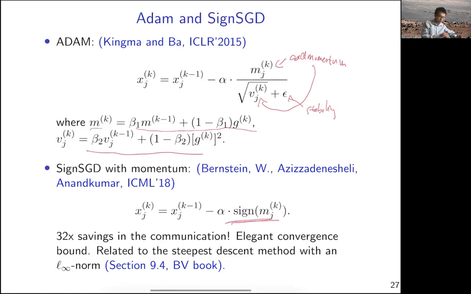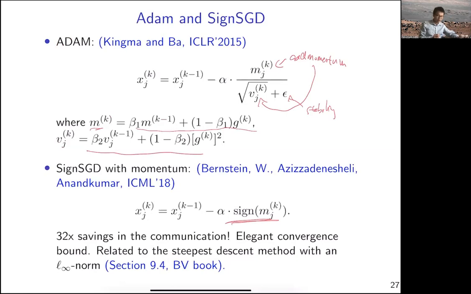Basically use the same definition of this momentum by keeping track of this momentum factor. But instead of moving towards the momentum direction, you are rounding this momentum. If it is greater than 0, then you make it 1. If it is negative, you make it -1. So you basically take on a 1 bit.